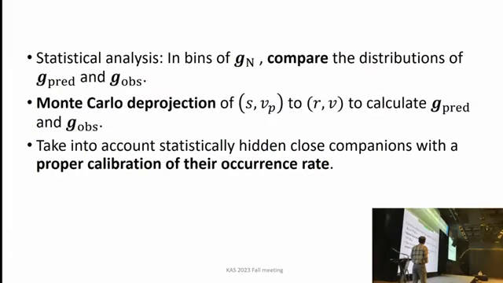So the statistical approach is: I select bins of Gn. Okay, then in bins of Gn, you can compare distributions of G observed and G predicted. And also to get G observed, you need to do Monte Carlo deprojection, as I said earlier. And also we need to take into account hidden close companions statistically with a proper calibration. And this is very important.